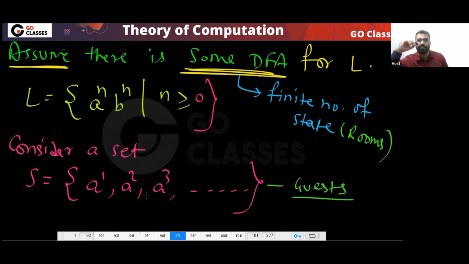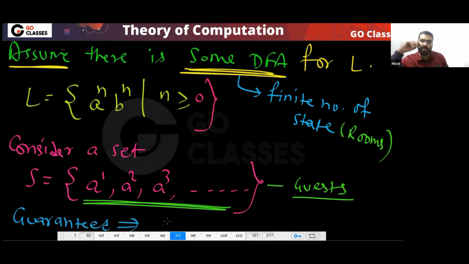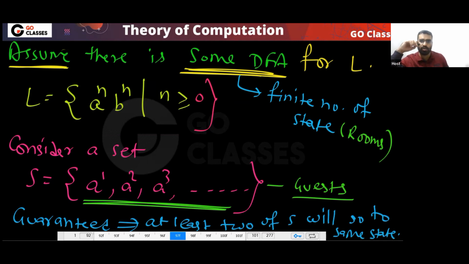And these are the guests. So what can you guarantee? Infinite number of guests, and this is a DFA. You can guarantee that at least 2 of them will go to the same room, that is, at least 2 of S will go to the same state. This guarantee is important.